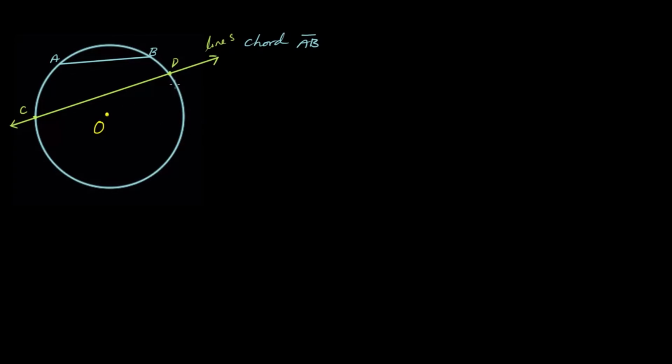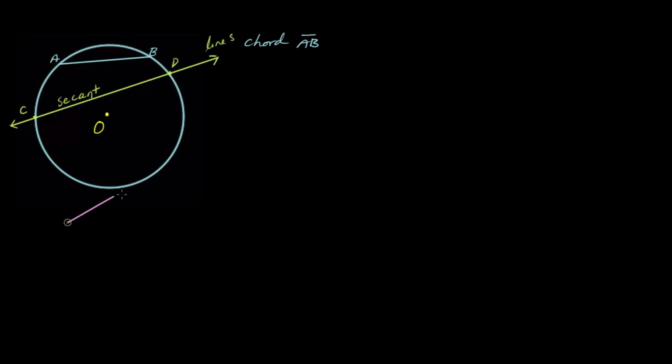Now this line is called a secant. A secant is a line that goes through and intersects the circle at 2 points, exactly at 2 points. So a secant is a line that intersects the circle at exactly 2 points.